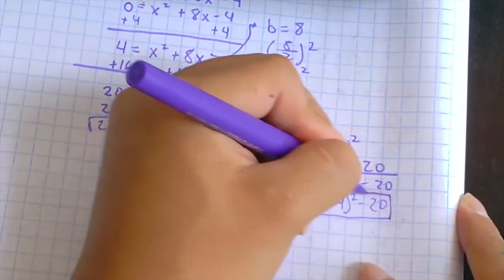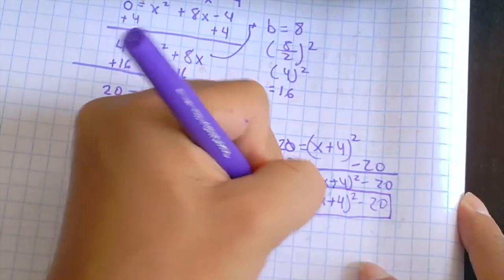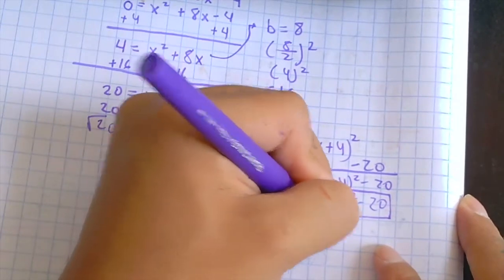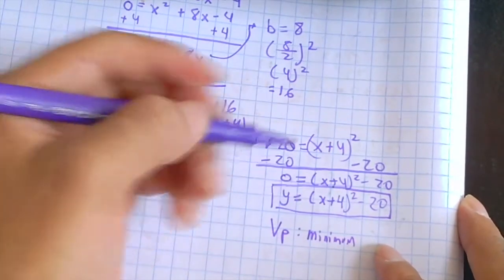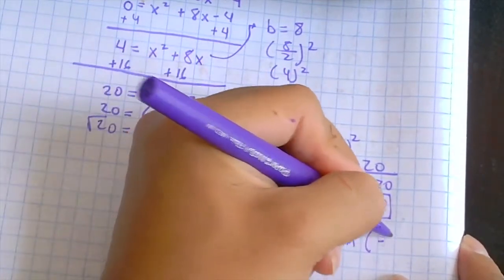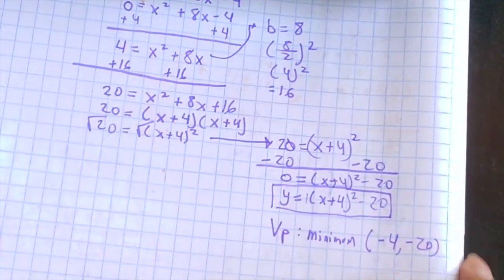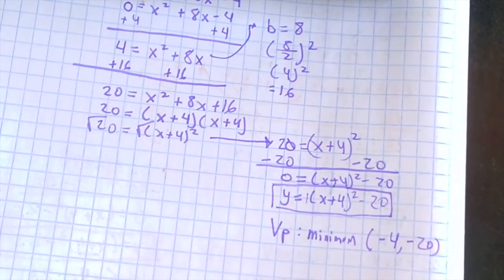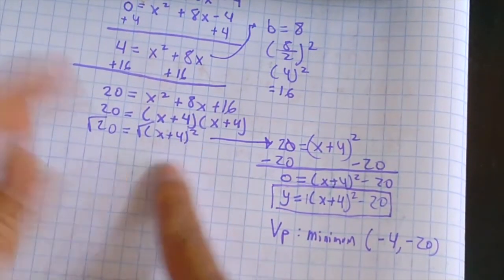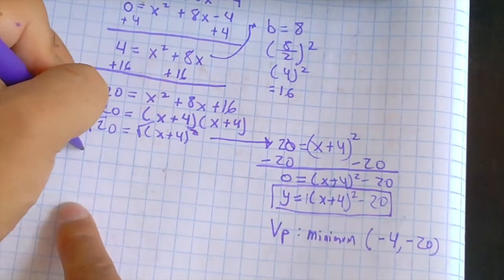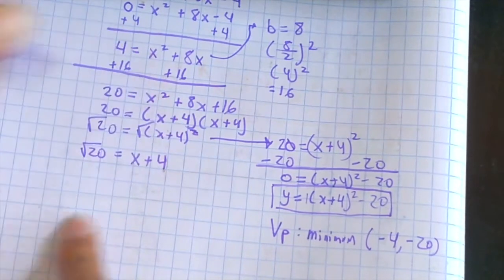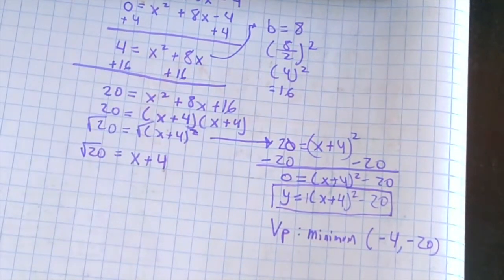And here is our vertex form, in which the vertex point is going to be a minimum, because a equals positive 1, in which the point is (-4, -20) as our vertex point. So now moving back to here, we need to get rid of that square. So we square root. Now we're left with square root of 20 equals x plus 4.